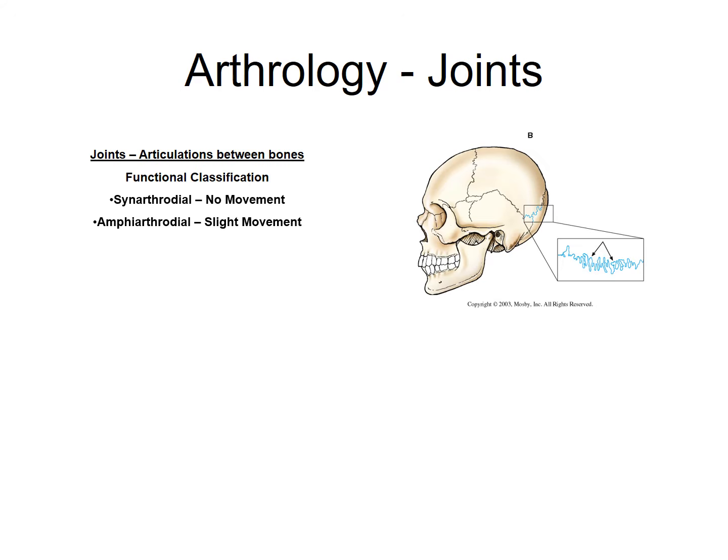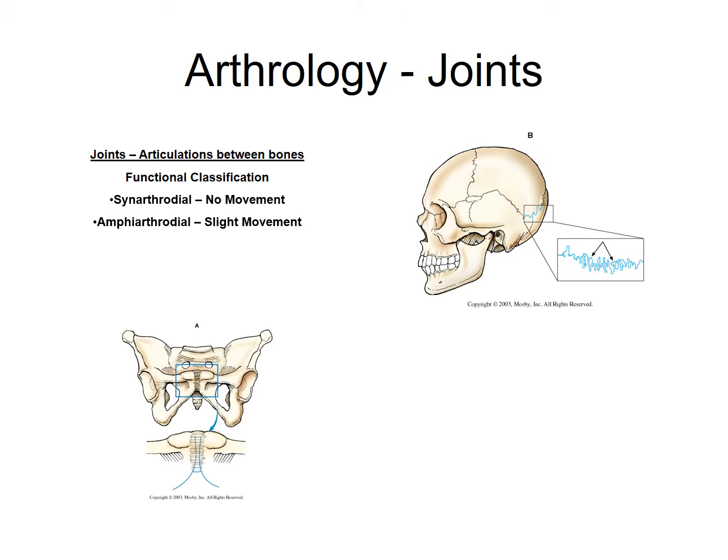Amphiarthrodial joints provide very slight movement. The best example of this would be an area where your two hip bones come together in the front and meet at something called the pubic symphysis. There's a little bit of cartilage between the bones, and this allows for a little bit of movement, not so much for the male, but for the female during childbirth. That's called an amphiarthrodial joint, or slight movement.